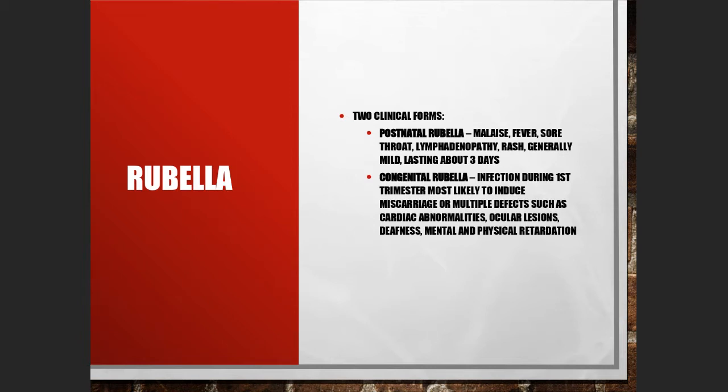There are two types of German measles. The first one is called postnatal rubella. This is after birth, so mostly kids and children will have this kind of symptom. And the second one is called congenital rubella, which mostly affects the baby or the fetus, the embryo inside the mother's womb. It can cause miscarriages.